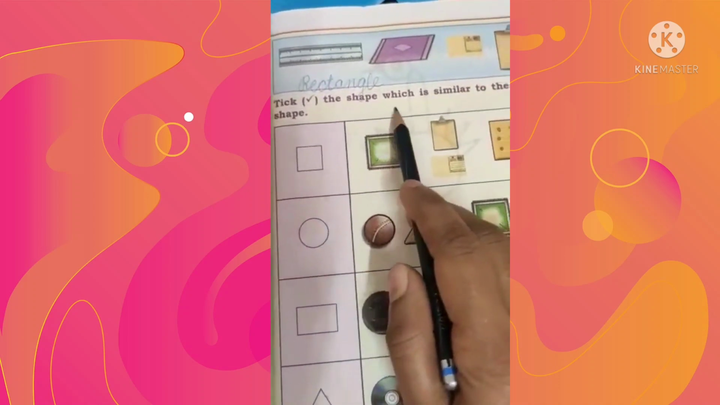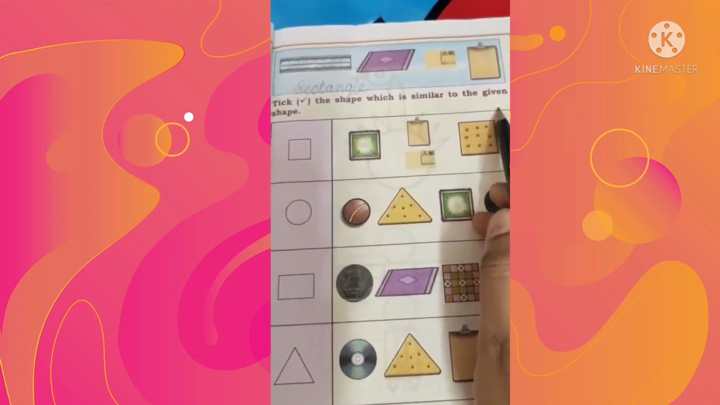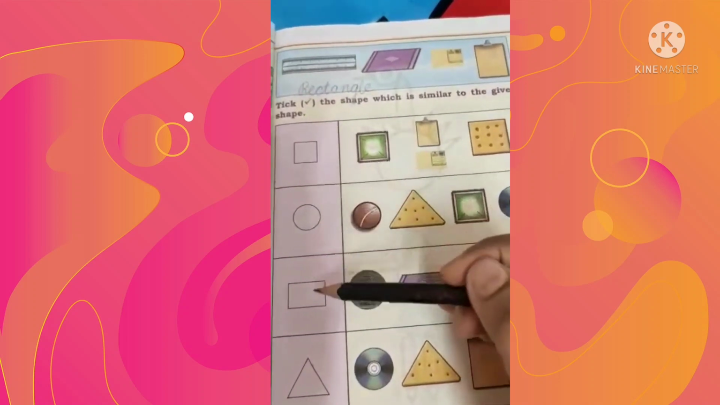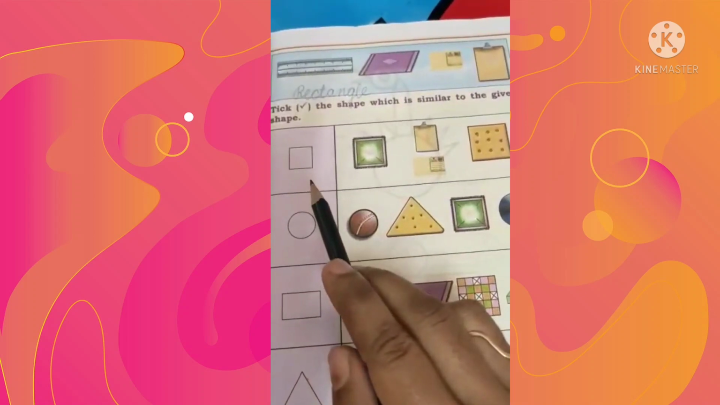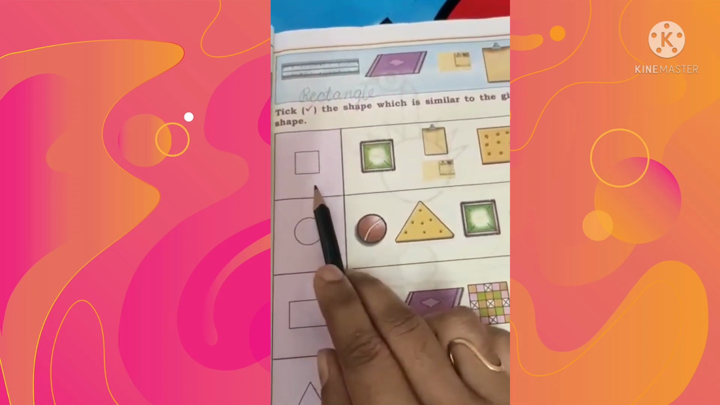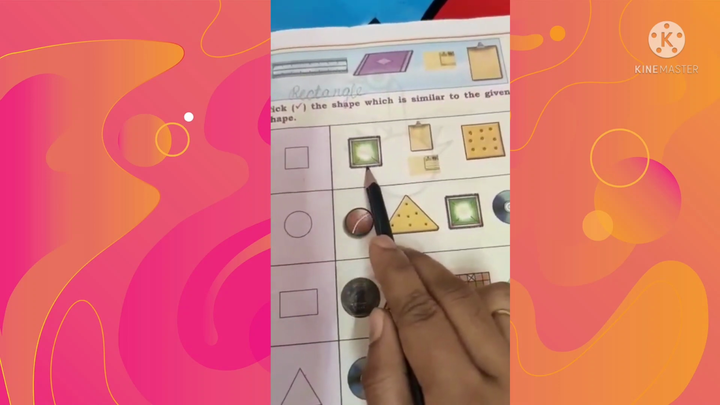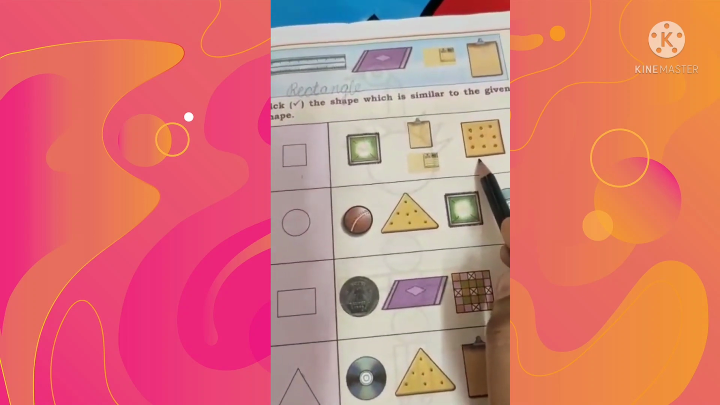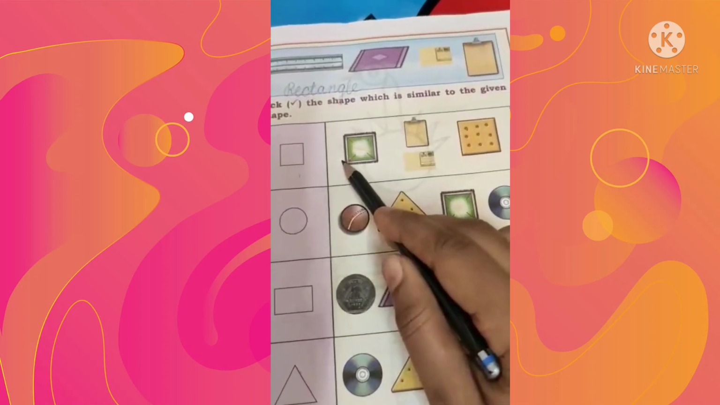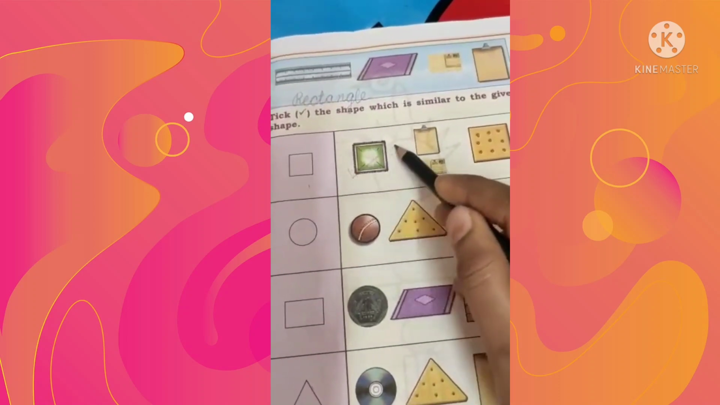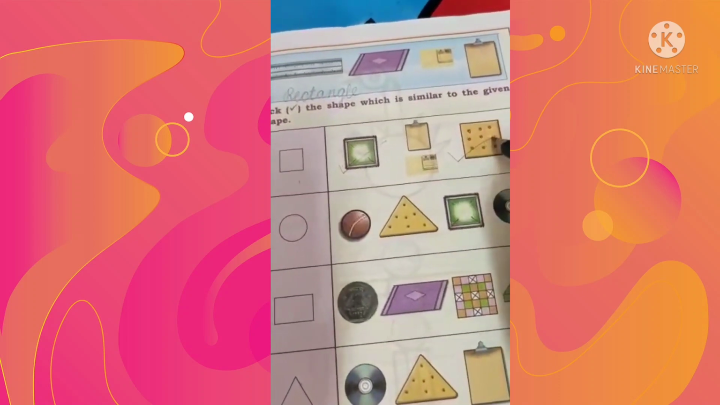Now, tick right the shape which is similar to the given shape. Now, look at there. On the side, there are some shapes and pictures given. Related to that shape, you have to tick right the picture. Now, first shape is square. Look at the picture: mat, cardboard, postcard, biscuit. In this, mat and biscuit are examples for the square shape. So, put right mark for mat and biscuit.